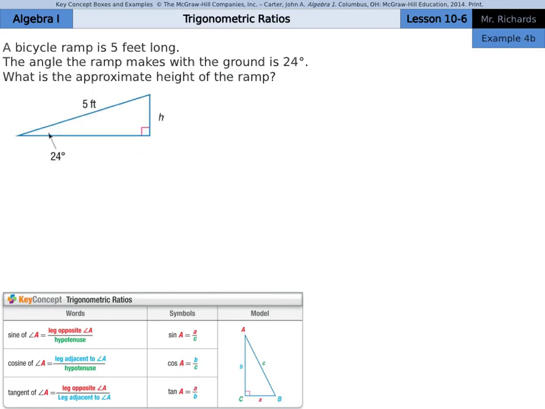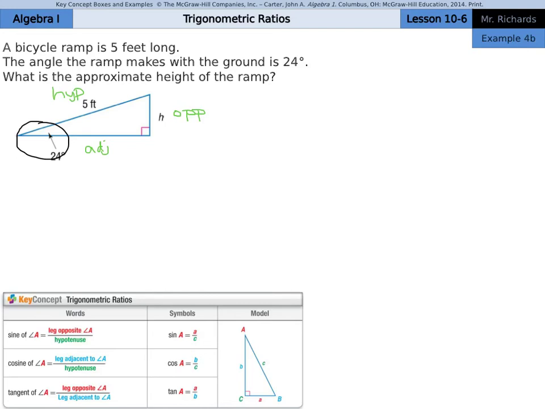A bicycle ramp is 5 feet long. The angle the ramp makes with the ground is 24 degrees. What is the approximate height of the ramp? Very similar problem here to one we just solved. There's our 24 degrees. The side opposite to that angle is the H, so we'll label that our opposite. Across from the right angle, we find our hypotenuse. Not that we need it, but this other side would be our adjacent.